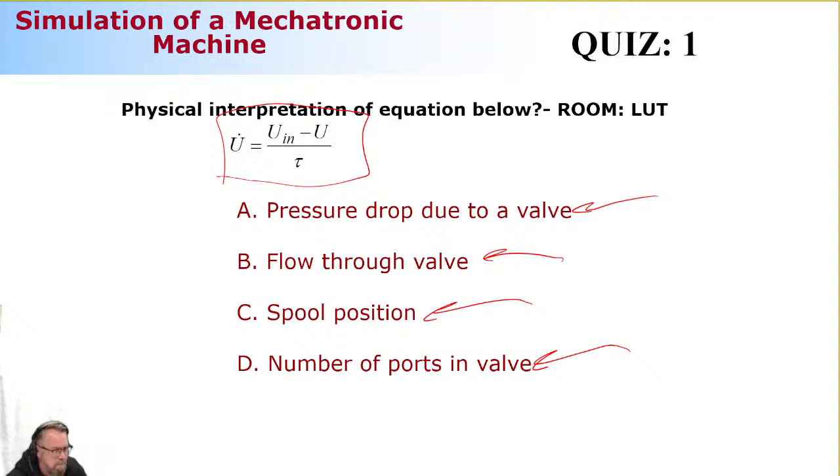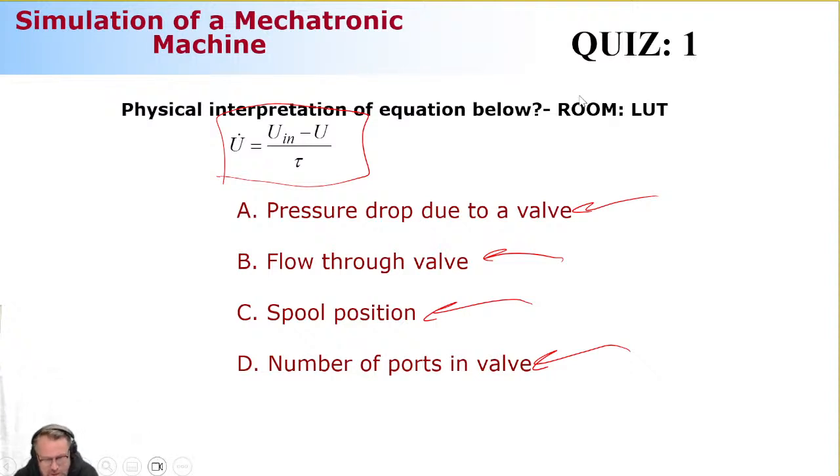How is it going to be today? How are we going to score today? So what do you think the success rate is going to be? Because many of them make sense. We have discussed the pressure losses. We have described quite a bit about the flow rate. We have discussed quite a bit about the spool position. We have discussed the number of ports. But only one is correct. Which one is correct? What is the WhatsApp community saying? So the WhatsApp community is voting for C. Interesting. C.